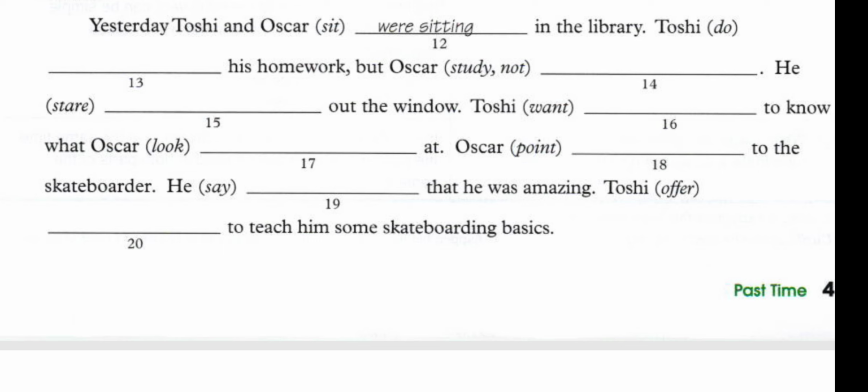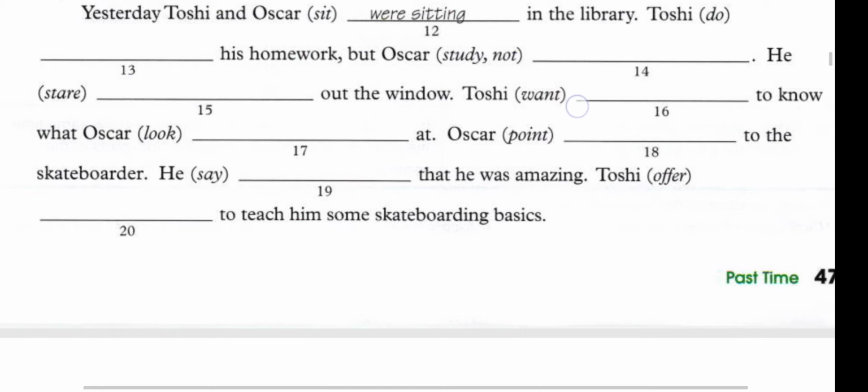Here, as you see, since the whole situation is in the past tense, everything should be in the past tense. For example, I cannot say "Tushi wanted to know what Oscar is looking at." This doesn't work. Simple past in 16 and present continuous in 17, no. Both of them should be in the past tense. So again, Tushi wanted to know what Oscar was looking at.